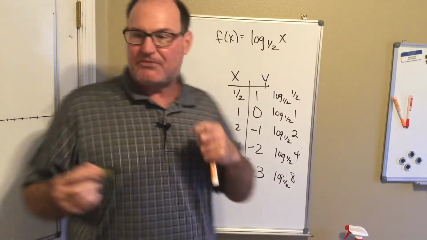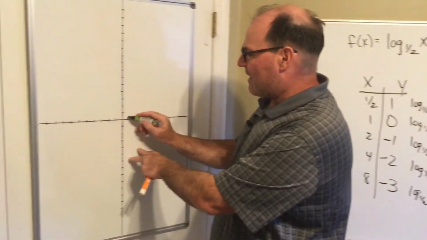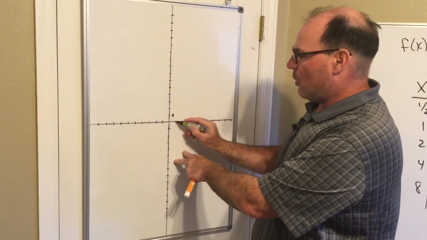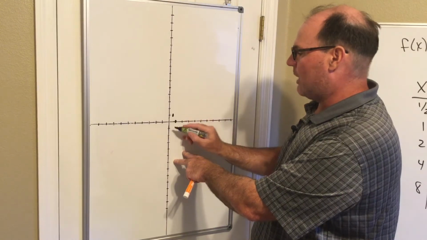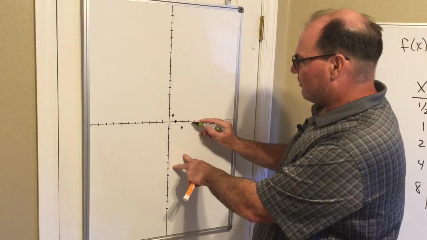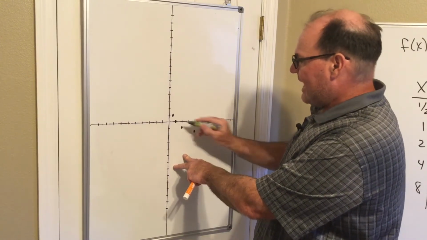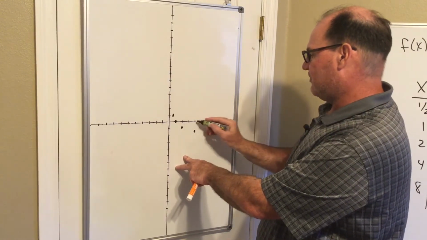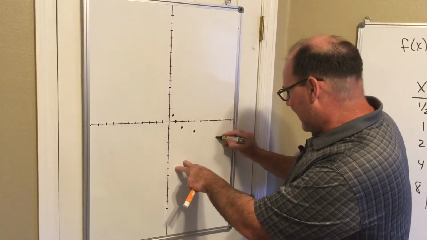Now we're going to go over to the graphing board. So I go over a half, and I go up 1. I go over 1 and 0. Then I go over 2 and it's -1. I go over 4 and it's -2. And I go over 8, so 2, 4, 6, 8, and I go down 3.